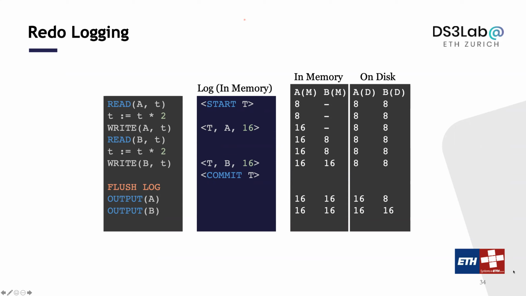So what if we do this? This is redo logging. As you can see, it's actually 2 times cheaper than undo logging if you only measure IO, right?